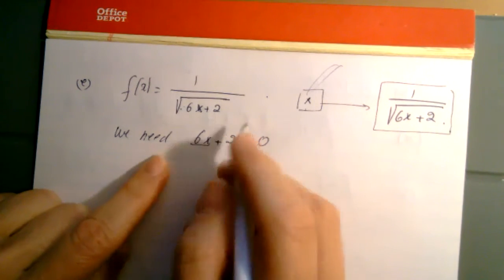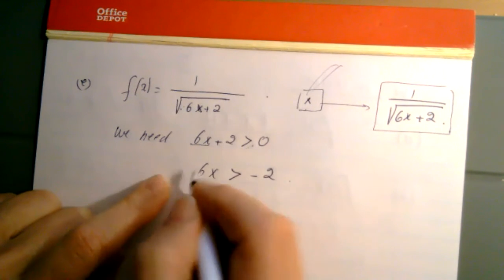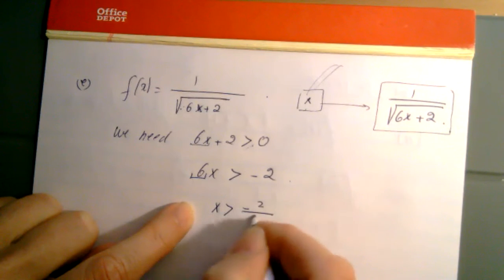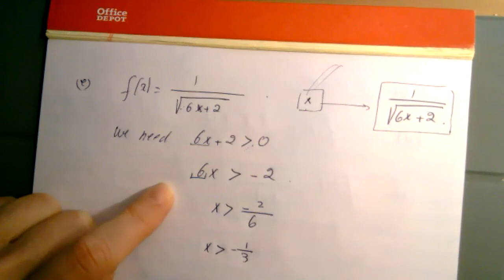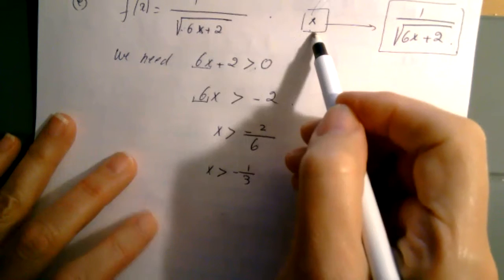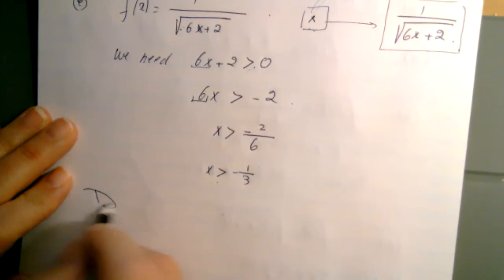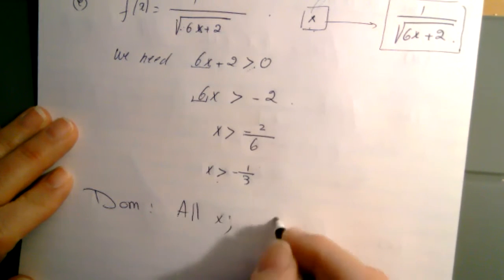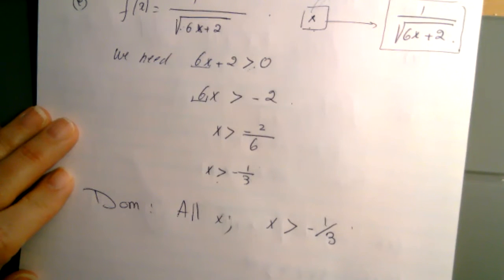How to solve it? We need to isolate the x. And then I'm dividing by +6. It means x is bigger than -1/3. So the only values of x I'm going to be allowing here are everything greater than -1/3. So the domain will be all values of x such that x is strictly greater than -1/3.